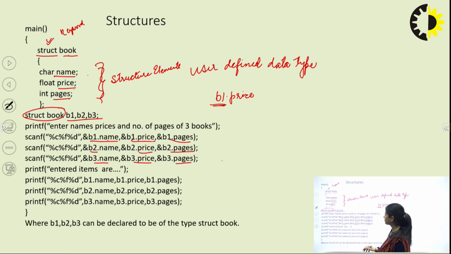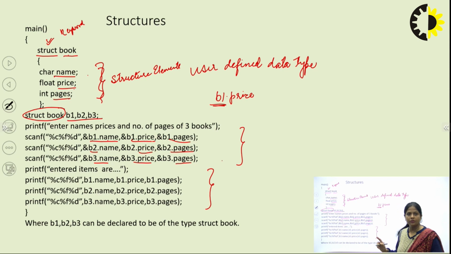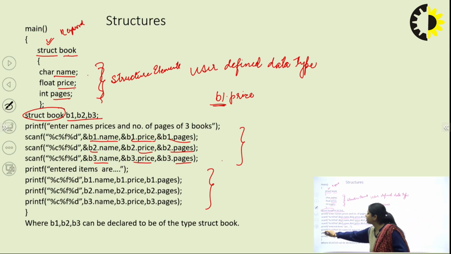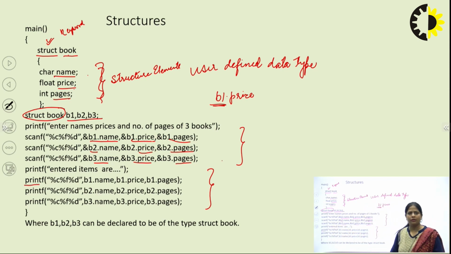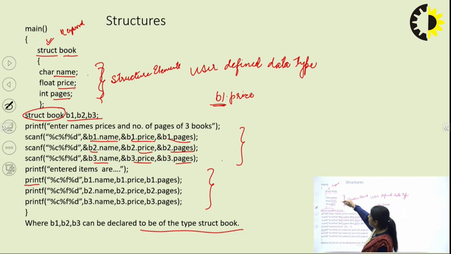Then only we can access the structure element, right? Okay. If you want to print these values provided as an input by the user, simply we can use a printf statement and then b1 dot name, b1 dot price, b1 dot pages, and similarly for the other books, right? So here we can see b1, b2, b3 can be declared to be of type struct book, right? These are some of the methods of declaring a structure.